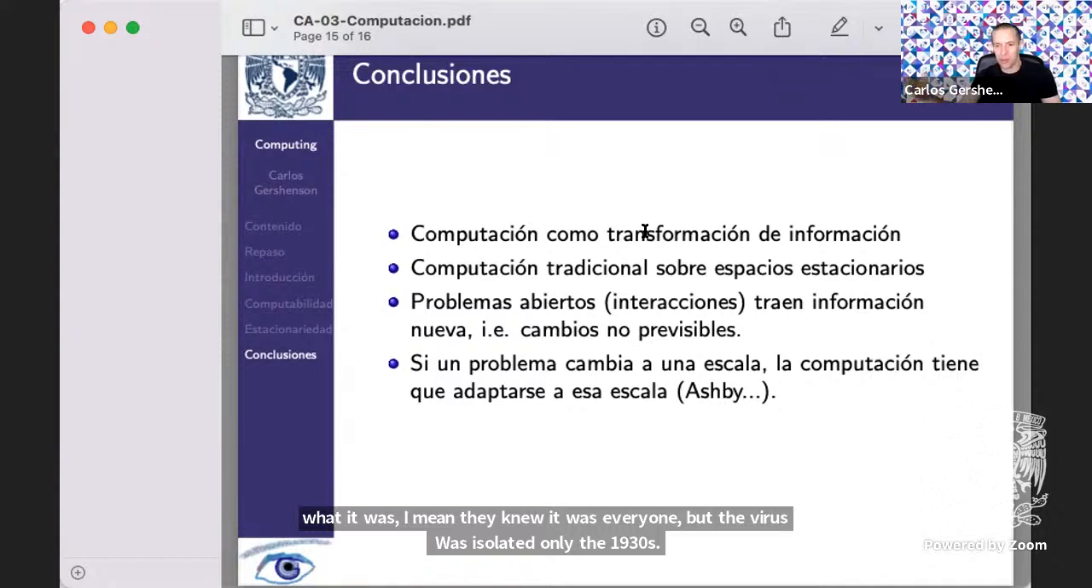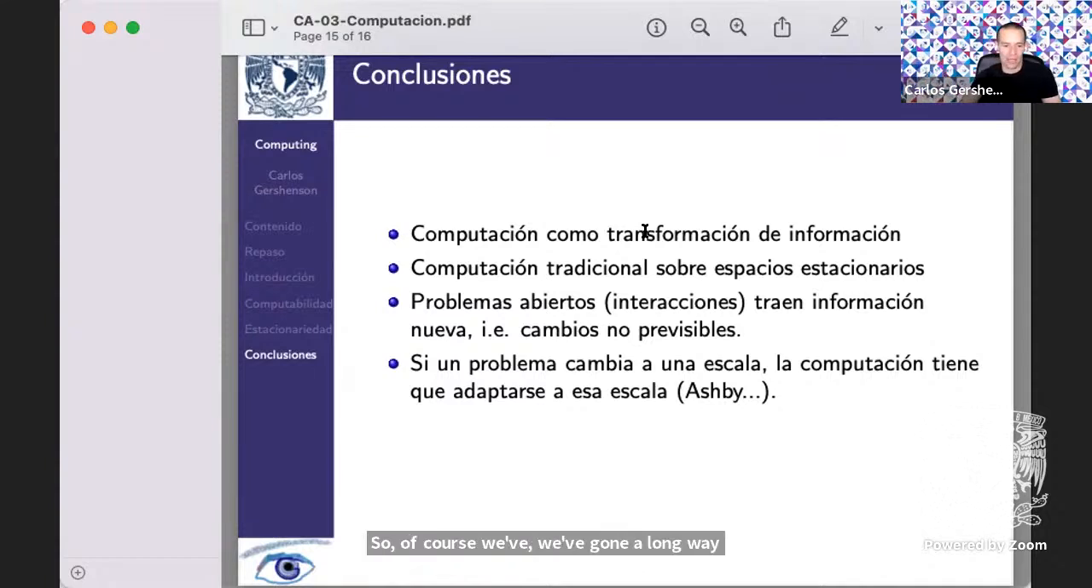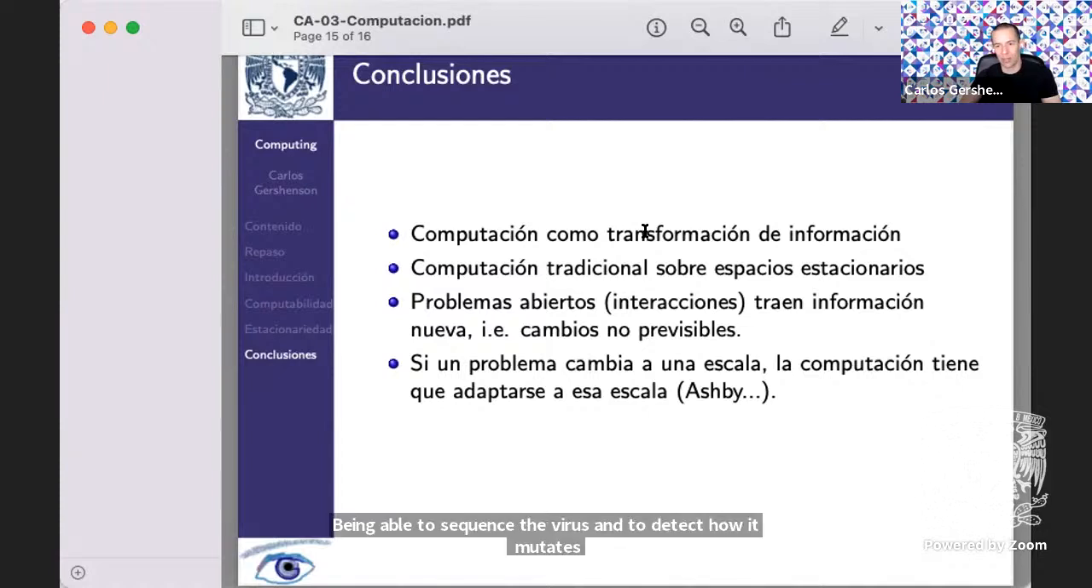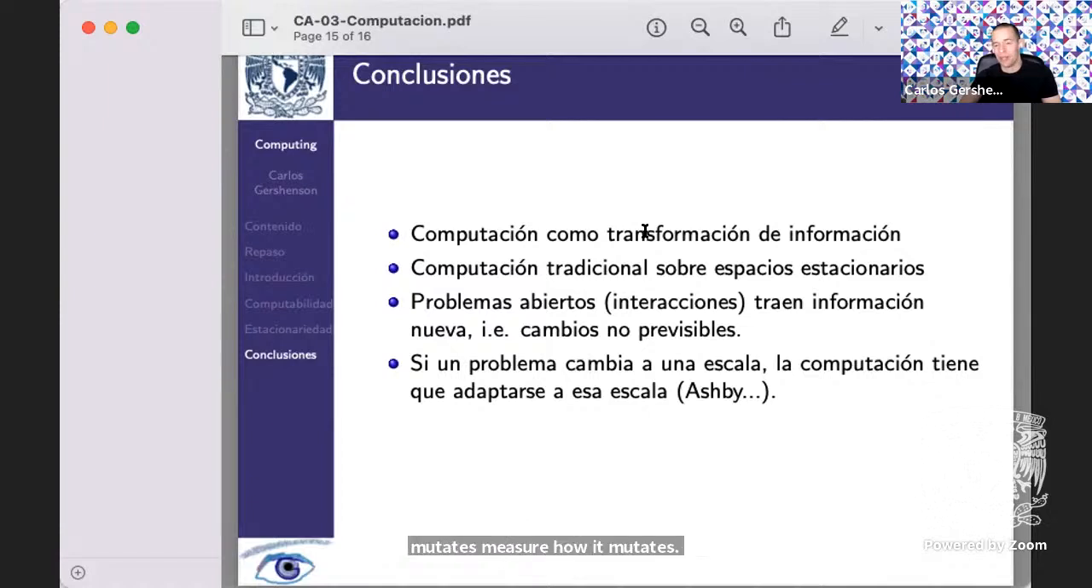So of course we've gone a long way being able to sequence the virus and to detect how it mutates, to measure how it mutates. But in spite of being that very fast, the moment it was detected, it was all over the world already. These new interactions generate new information, which generate change, which limit predictability, which increase complexity, which demand adaptive computing.